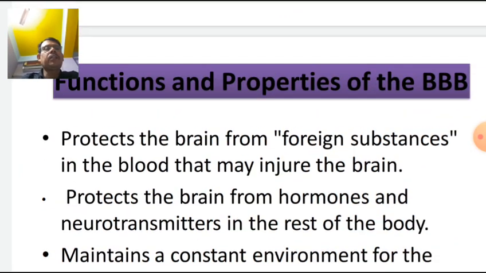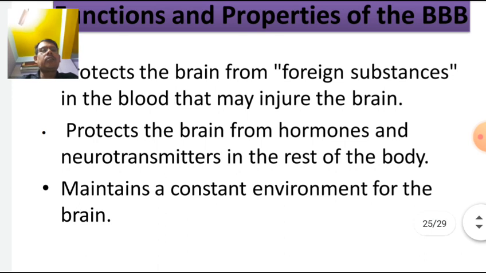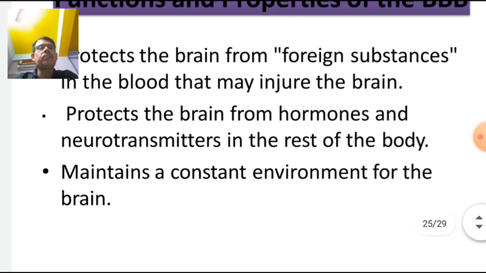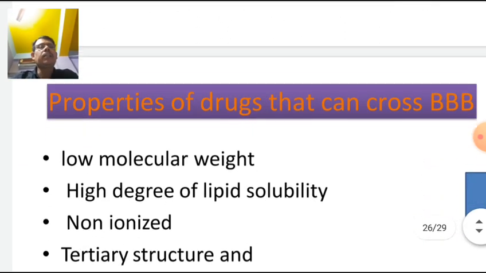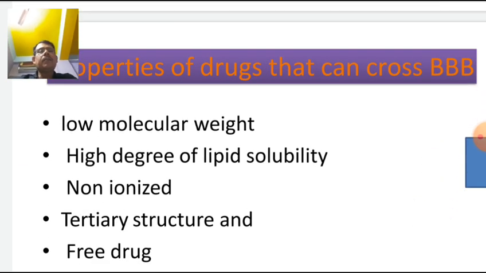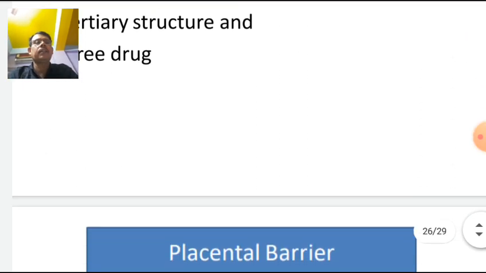Function and properties of the blood brain barrier: it protects the brain from foreign substances in the blood that may injure the brain, protects the brain from hormones and neurotransmitters of the rest of the body, and maintains a constant environment for the brain. That is why it is very constricted and tightly bound. Drugs that cross the blood brain barrier have low molecular weight, high lipid solubility, are non-ionized, and are free, unbound drug.